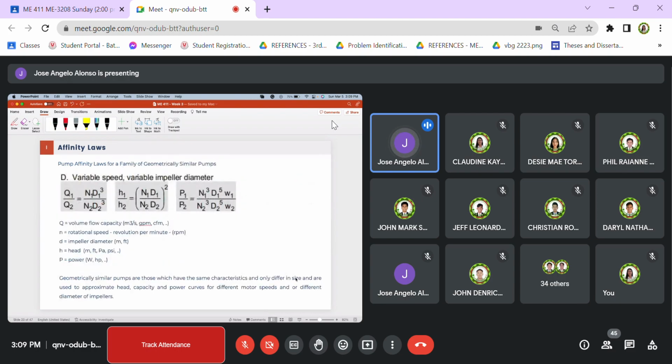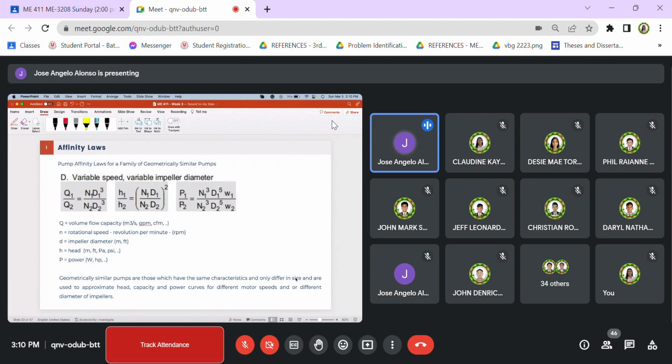So the last set of equations for affinity loss is what we call the variable speed and variable impeller diameter. Ngayon naman, parehas nagbago yung speed mo, parehas nagbago yung impeller diameter. So binigyan ka ng panibagong details ng supervisor saying that, okay, change the impeller diameter and also change the speed ng motor natin o ng pump.